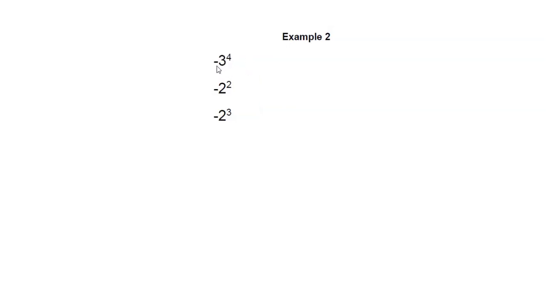In this particular instance, this means the negative is kind of separate. This negative stands for the opposite. So this means the opposite of 3 to the fourth power. So they're kind of separate. So if I were to write this, I would write my negative sign, the opposite, of 3 to the fourth power means I'm going to multiply 3 4 times.